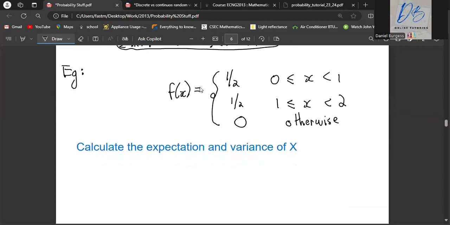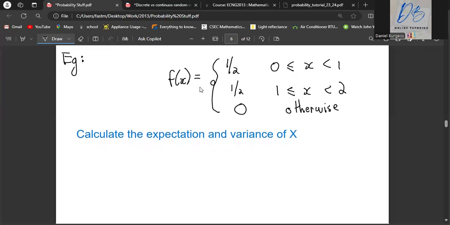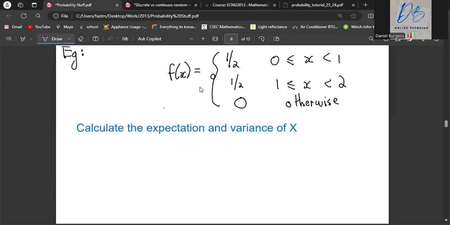Right, so let's try a question. We have this piecewise defined function here, which is normally how they will give you the continuous data. And I want us to get the expectation and the variance of x. First thing, it would be nice for us to get the PDF, which is to actually plot the graph.